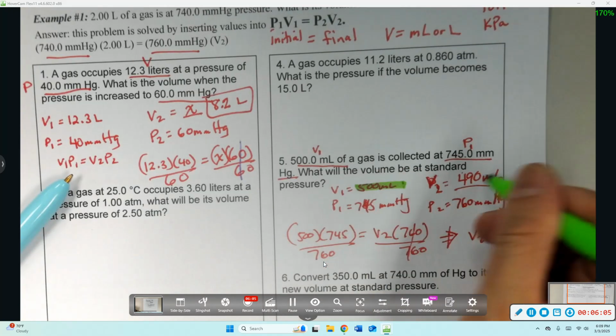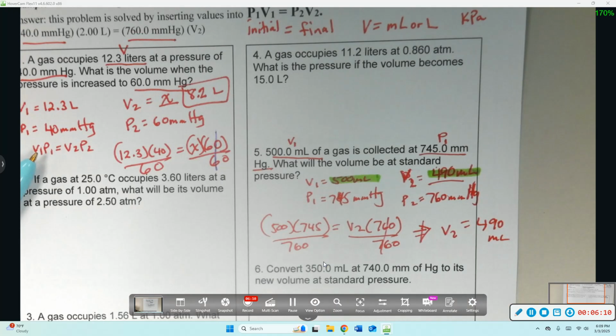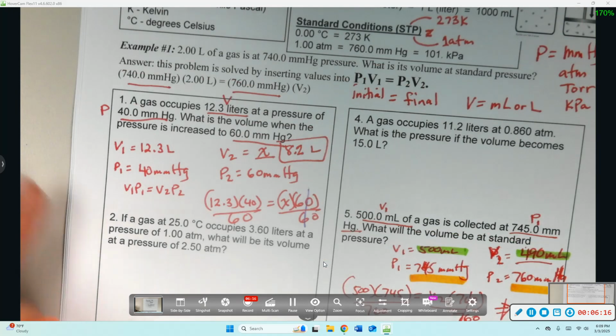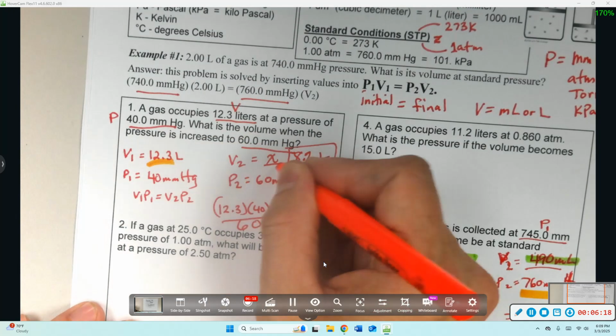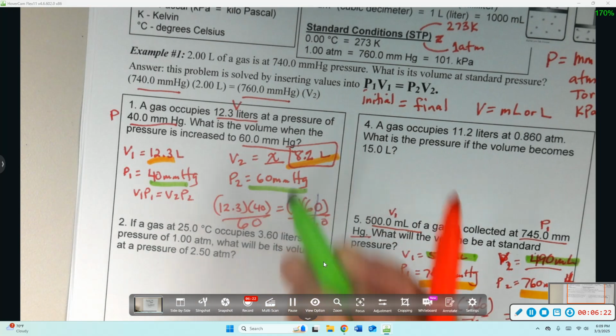Look, the volume went down. What happened to the pressure? The pressure went up. See, volume down, pressure up. Look at number 1. Volume down. What happened to pressure? Pressure went up, 40 to 60.